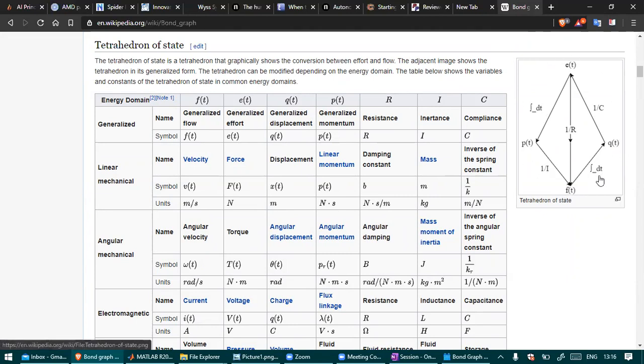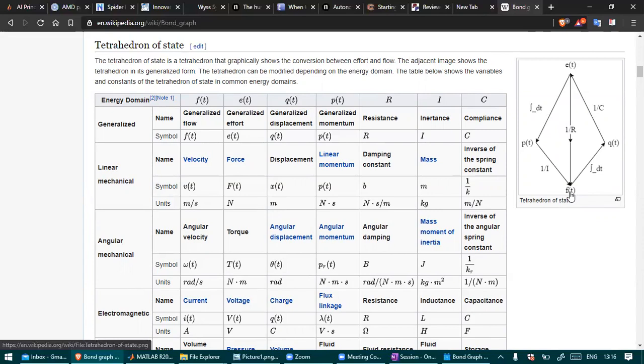The figure here shows the relation. Effort, if we integrate it, we get the momentum. If we divide it by capacitance, we get the charge or displacement. And if we divide it by resistance, we get the force. So this line is a resistor. The relation between force and Q, charge or displacement, is basically through a capacitor.